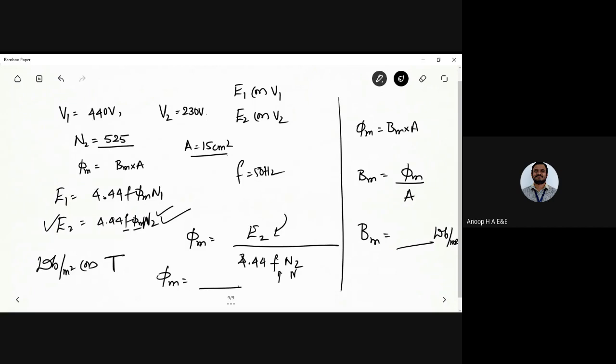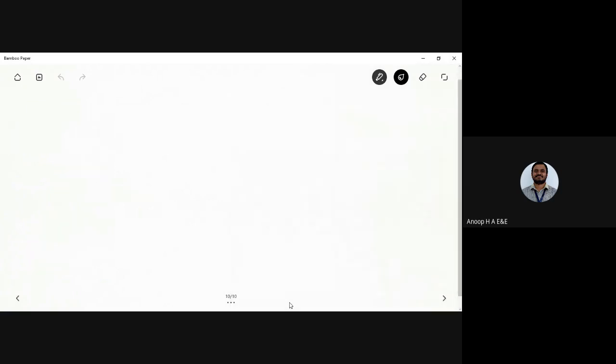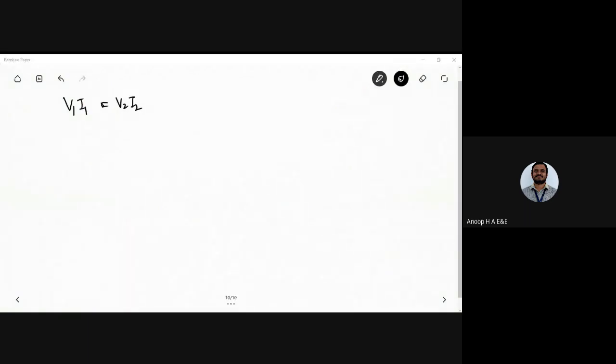It's a simple problem that you can easily keep in mind. I've also shared some numerical problems. You can go through them and find them easier to understand. As I already told you, we have the volt-amperes, so V1 I1 would be equal to V2 I2. It's a simple problem, and you can find certain things easily if the rating of the transformer is known.